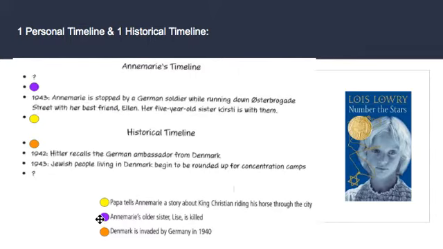Next event. Anne Marie's older sister Lise is killed. We don't know the details yet of how she died or when exactly, but we know that again in chapter 2. I'm going to turn to chapter 2 and reread a section. It says, "Mama and Papa never spoke of Lise. They never opened the trunk, but Anne Marie did from time to time when she was alone in the apartment."